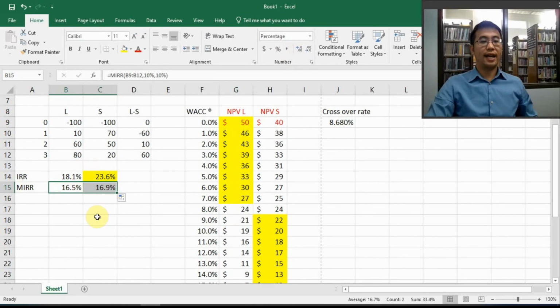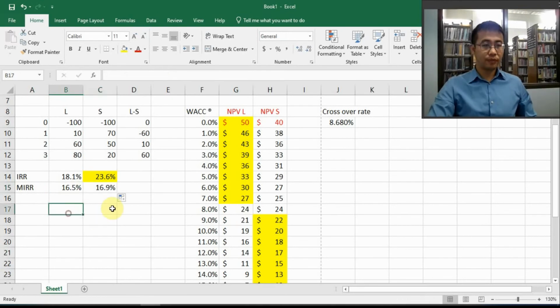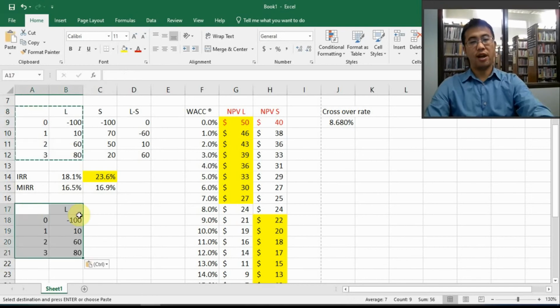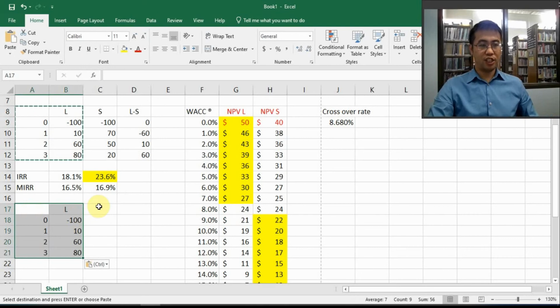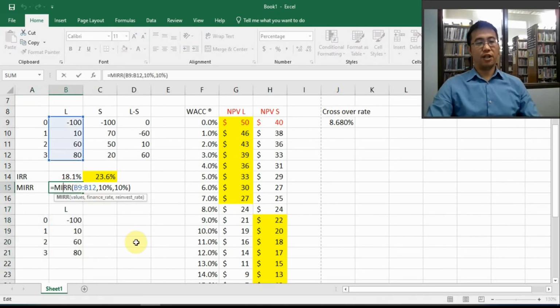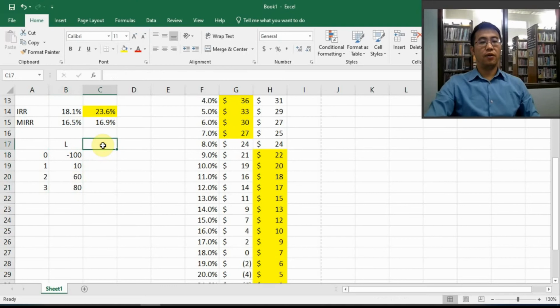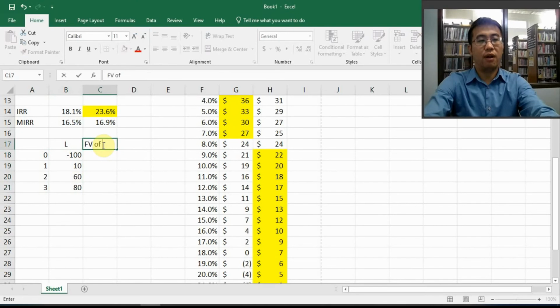And how do we calculate the modified IRR using the present value or future value of the cash flows? So here is the detailed procedure. In your exam, you don't have to use this expanded version to solve. You just use this MIRR function. That was good enough. But for the financial illustration purpose, I have to show you how you get the modified IRR. So these are your cash flows, and you are going to get the future value of all the cash flows.